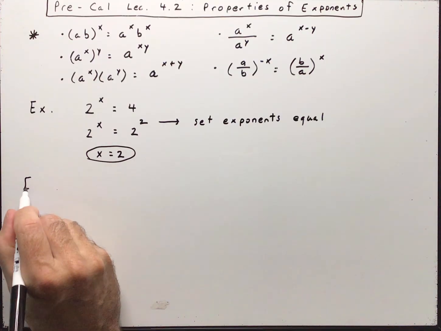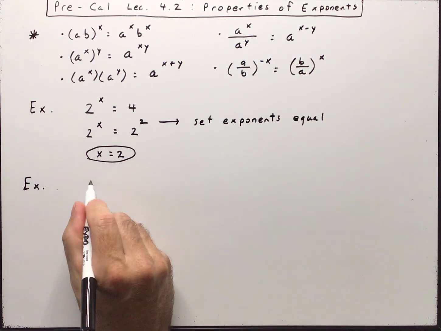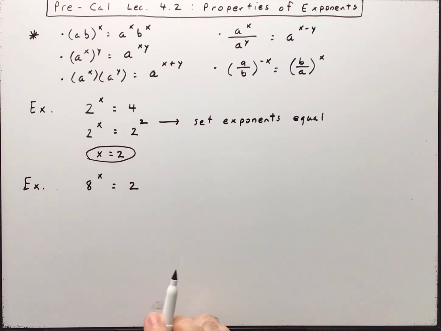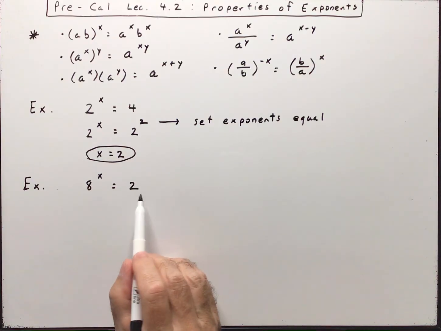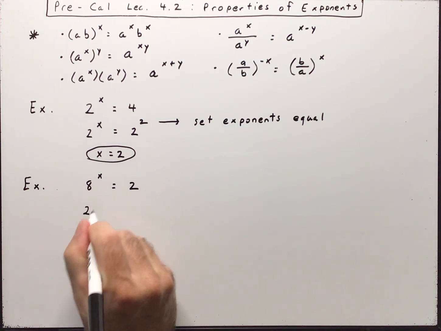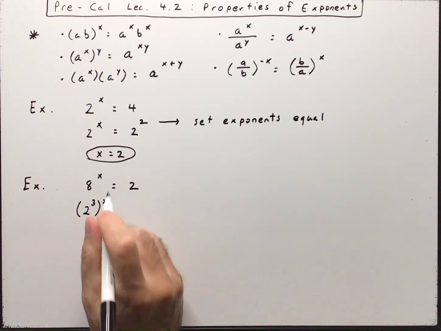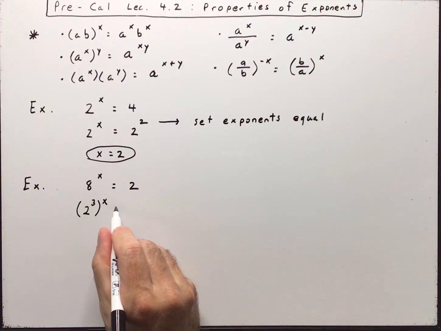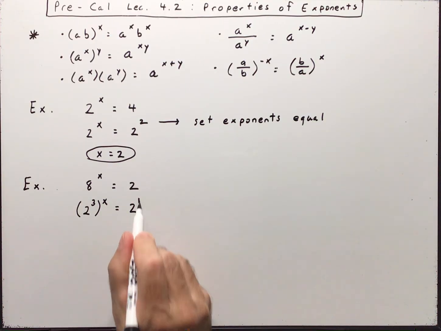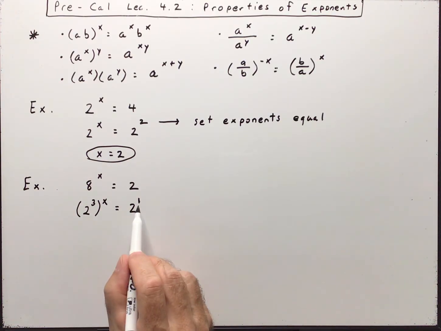All of these, the instructions are to solve for x. So let's say we have 8 to the x is equal to 2. Well, I need a common base. I can't really do anything with the 2, but I could rewrite 8 as 2 to the third power. Now we have that to the x, you can't forget about the x, is equal to 2, and I want to rewrite that 2 as 2 to the first power because we need to have exponents on both sides.